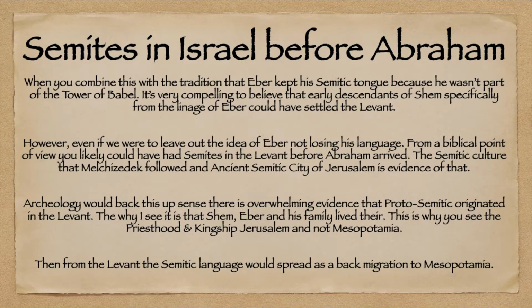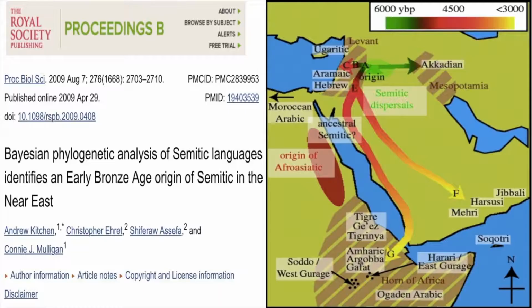Then, from the Levant, Semites and the Semitic language and people would have spread back into Mesopotamia, which is what I'm referring to when it comes to the language aspect. As we can see here from the Bayesian model, Semites being in the Levant would have sort of had a back to Mesopotamia migration in a sense. And they also would have spread into Arabia and Africa.